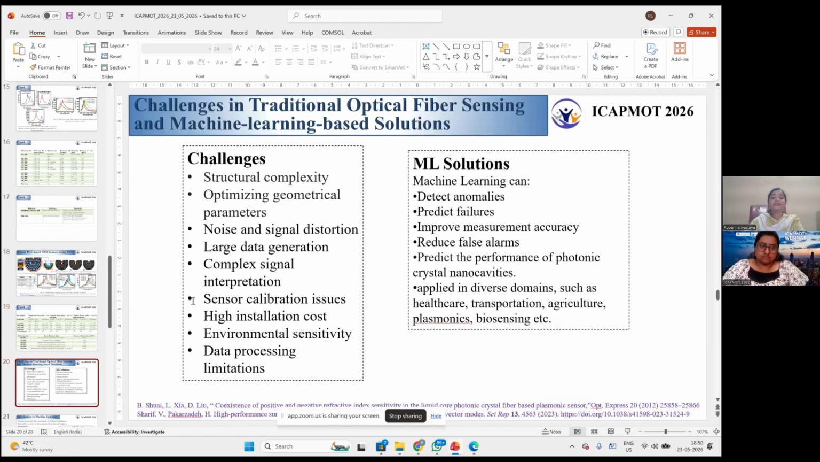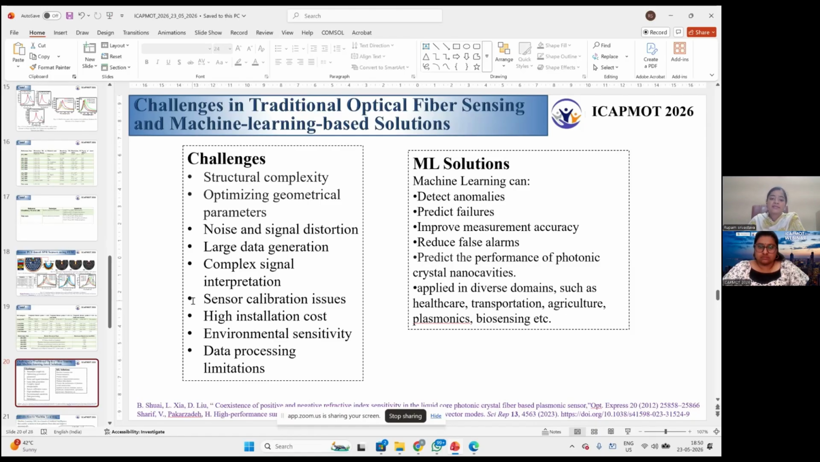Now, what are the challenges in traditional optical fiber sensing? Since we have already seen photonic crystal fiber, in order to improve the performance, there are several geometrical parameters like air hole diameter, the thickness of the metal, or the shape of the PCF. So there is a lot of structural complexity.